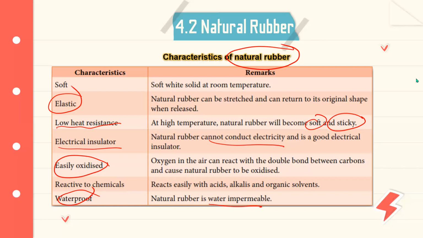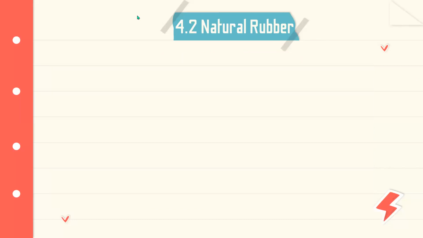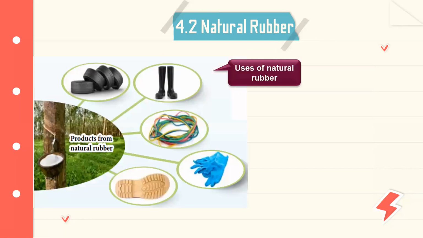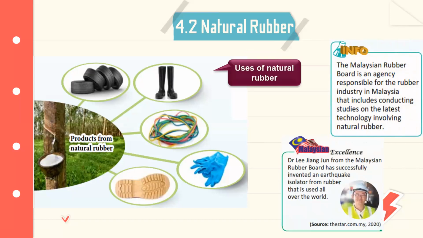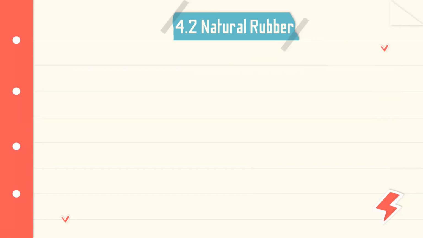So later when I teach you vulcanized rubber, we will see why. So where do I use natural rubber? The things that I'm going fast, that means it's not important for exam. Tires, boots, your rubber bands, soles of your shoes, gloves. All these are the uses of natural rubber, which you can actually go and read by yourself.